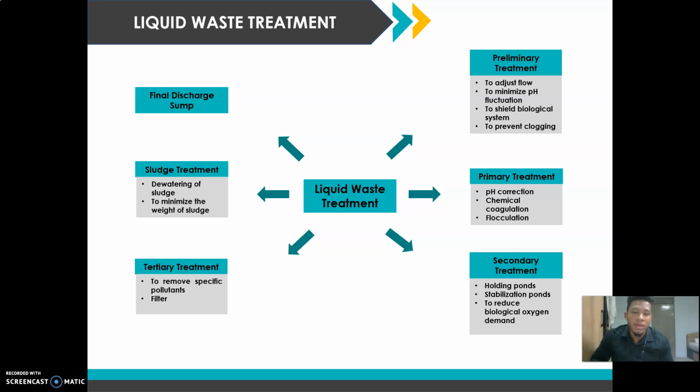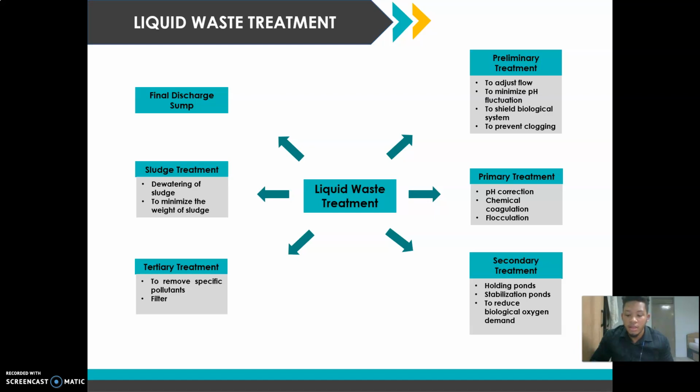Sludge treatment is done to reduce the water content in the sludge in order to minimize the weight of the sludge. And the final discharge sump will be the last point where the wastewater will stay before being discharged to the environment. It is like a tank-like structure that has a large diameter pipe that will drain the water to the sea with the aid of a pump.